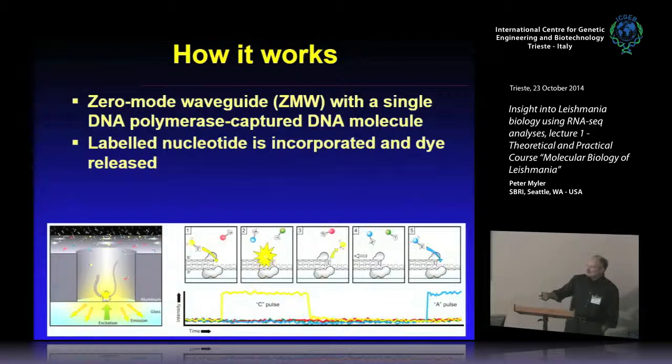So if you look here, you'll see that you measure over time what the fluorescence in this well is, and there are 100,000 of these wells per chip.